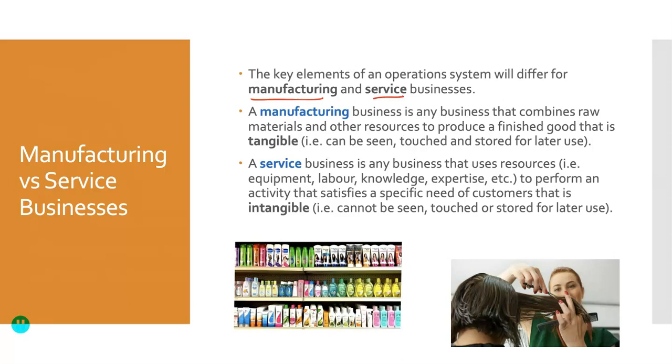So when we are talking about a manufacturing business, we are talking about any business that combines raw materials and other resources to produce a finished good that is tangible. And you can see that's a very important word in my definition. When we are talking about a tangible good, we are saying that this good can be seen, it can be touched, and it can be stored for later use. So it is a physical thing that has been created, like a house. I like to think of it as something that you can touch. Maybe even you can walk out of the store with it in a bag.